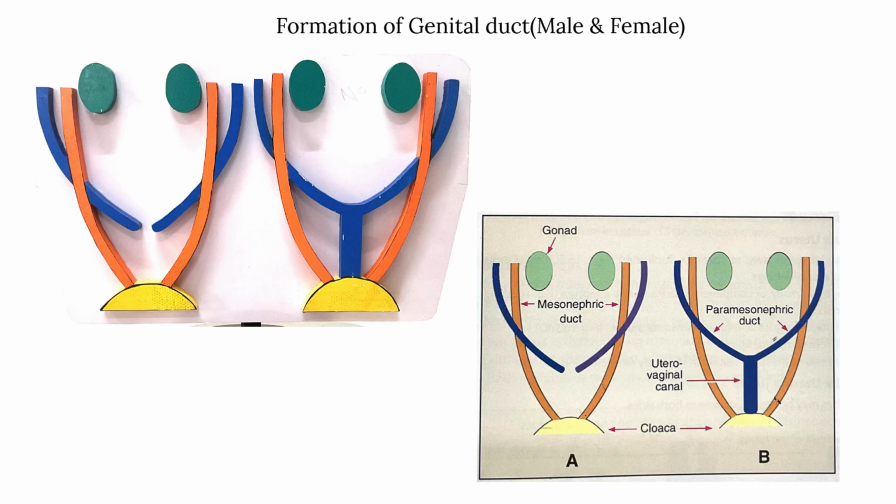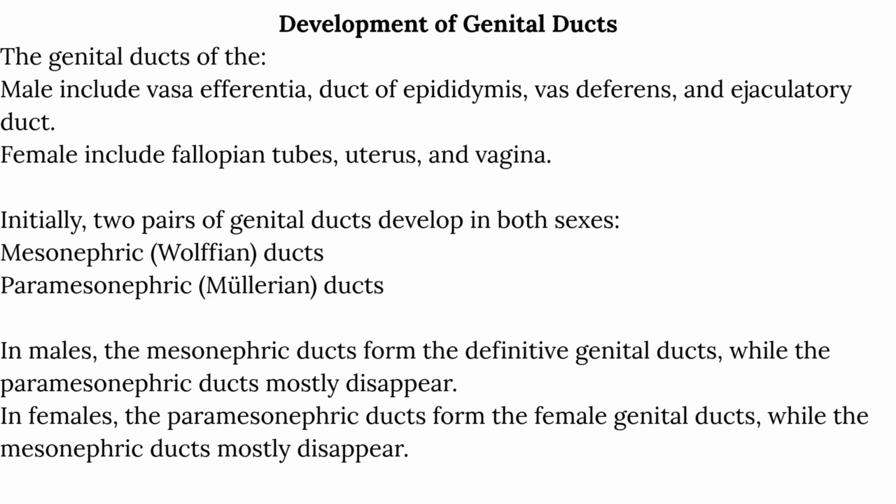Development of genital ducts. The genital ducts of the male include vasa efferentia, duct of epididymis, vas deferens, and ejaculatory duct. Female include fallopian tubes, uterus, and vagina. Initially, two pairs of genital ducts develop in both sexes: mesonephric, Wolffian, ducts and paramesonephric, Mullerian, ducts. In males, the mesonephric ducts form the definitive genital ducts, while the paramesonephric ducts mostly disappear. In females, the paramesonephric ducts form the female genital ducts, while the mesonephric ducts mostly disappear.